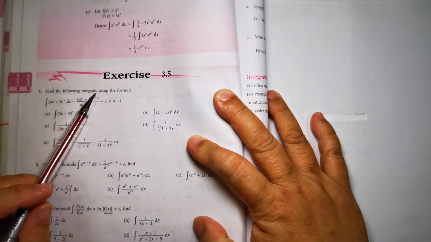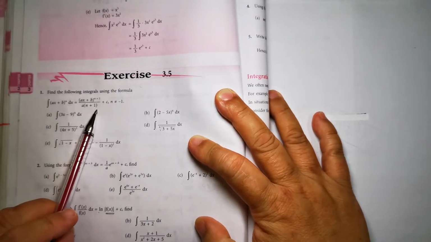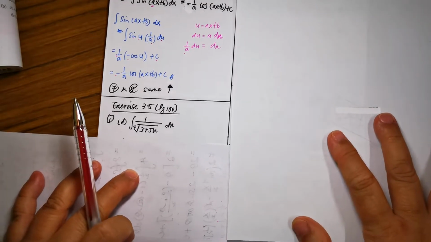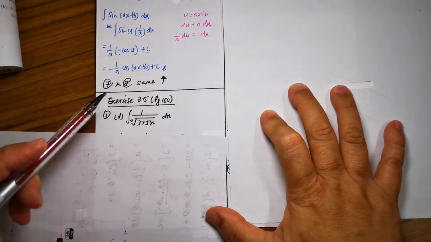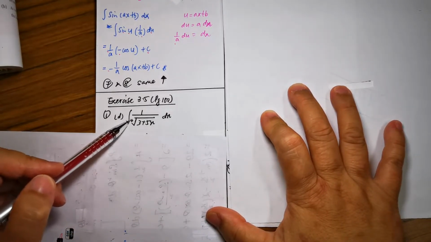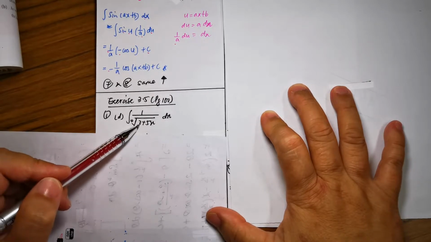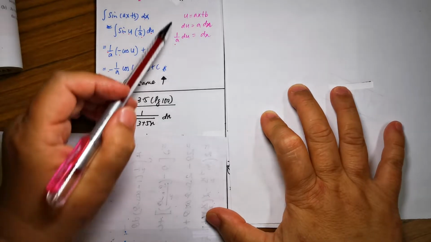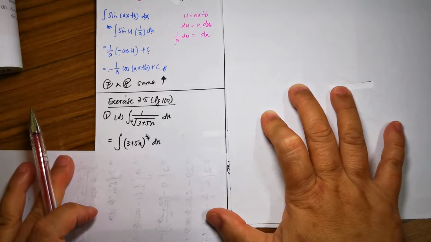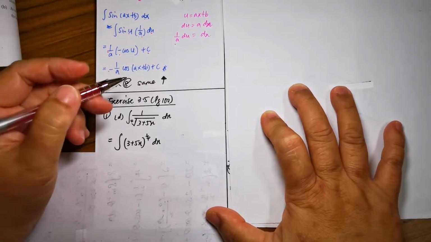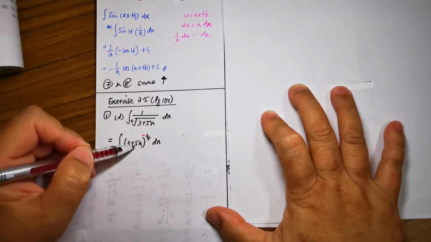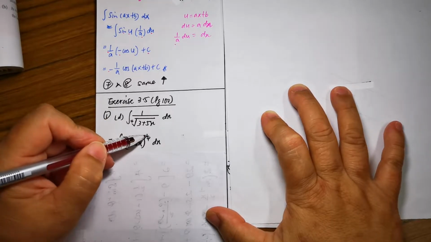Question 1. Find the following integral using the first formula. I'm going to discuss 1D. You're asked to integrate 1 over the 4th root of 3 plus 5x dx. 4th root, not 4 multiplier. Remember we said we want to apply the formula, we don't have to go through all these steps. So first thing, we rewrite it in the proper way. 4th root means power 1 over 4, but it's at the denominator, so we move up and it becomes negative 1 over 4.